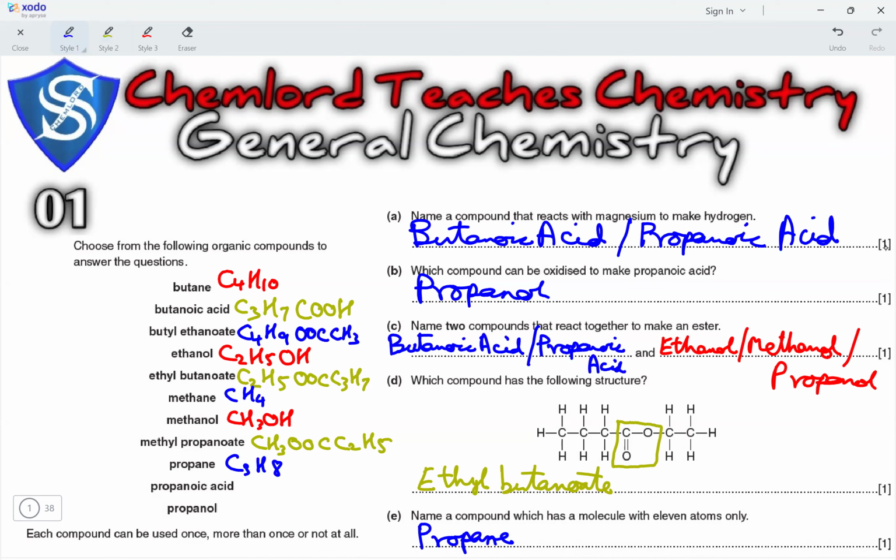Let's see if there is any other possibly correct answer that we might have. So next we have propanoic acid. Propanoic acid would be C2H5COOH. So 2 plus 5 is 7, 8, 9, 10, 11. So propanoic acid is another possibly correct answer because it also contains 11 atoms in total.